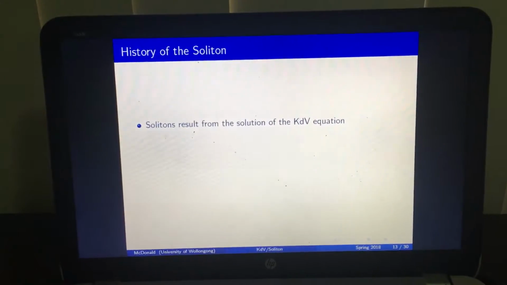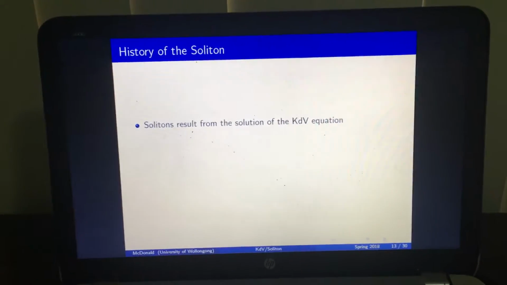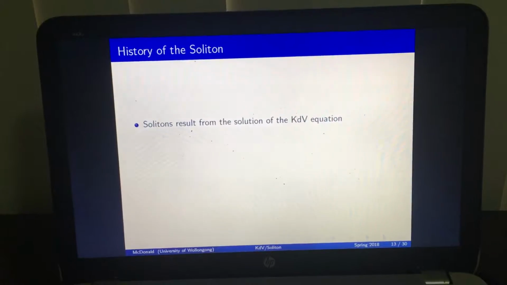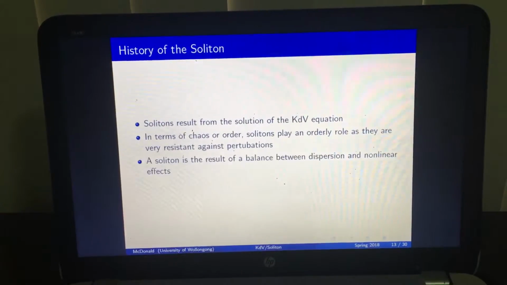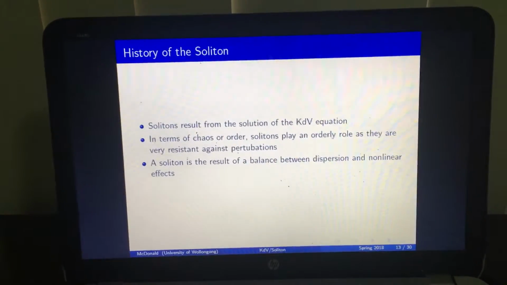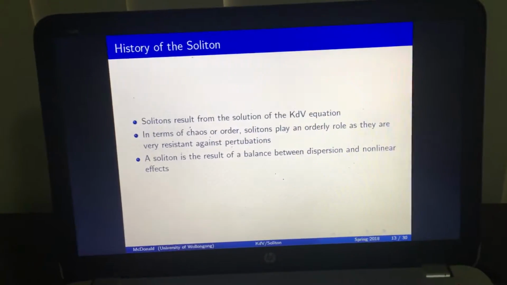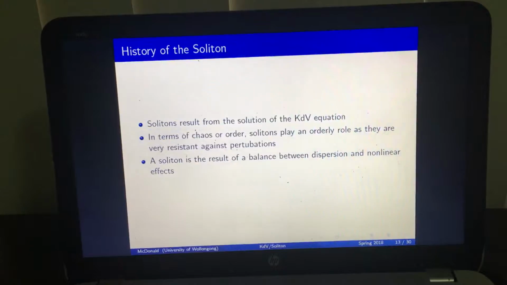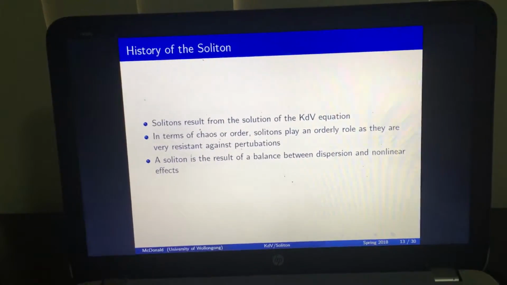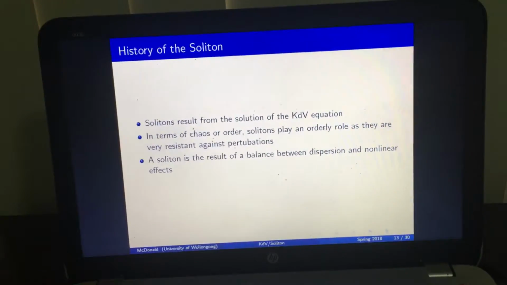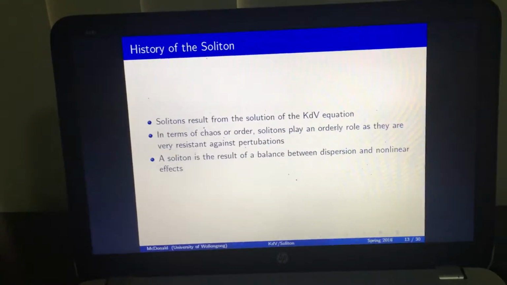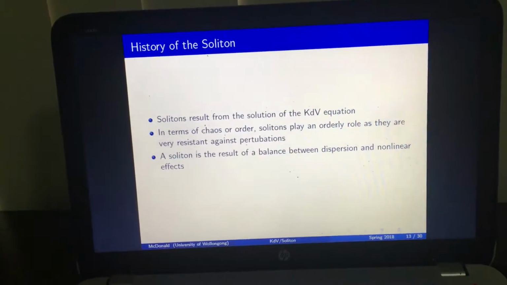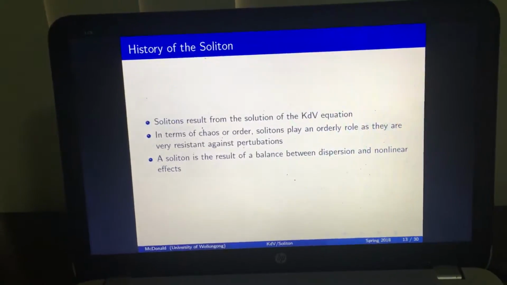So solitons, as I mentioned earlier, come from the solution of the KdV equation. And in terms of chaos or order, they tend to play an orderly role, and this is because they're very resistant against perturbations, and they're also the balancing between the dispersion and nonlinear effects.